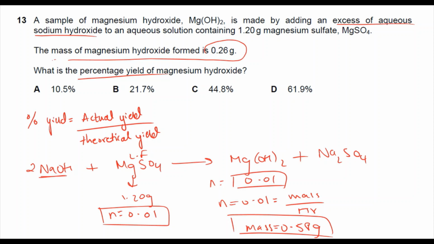Okay, and if you get confused between what is the actual and what is the theoretical one, then simply remember the numerator will always be the smaller mass and the denominator will always be the bigger mass, because the percentage yield will always be less than 100%. So plug in the values. The actual was 0.26, the theoretical was 0.58, which I calculated in theory, and multiplied by 100 to make it a percentage. Let's see, what do I get? 0.26 divided by 0.58 into 100. That gives me 44.8. So this means the answer is C. Okay, let's move on.